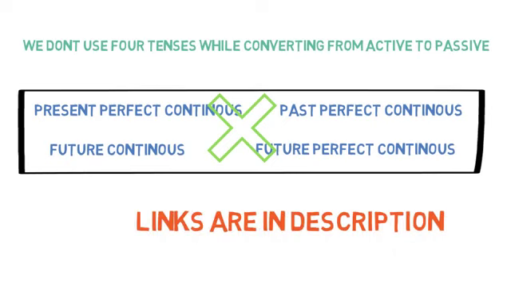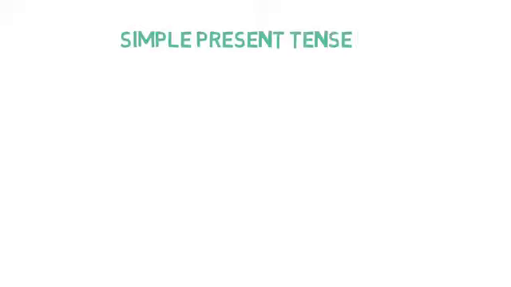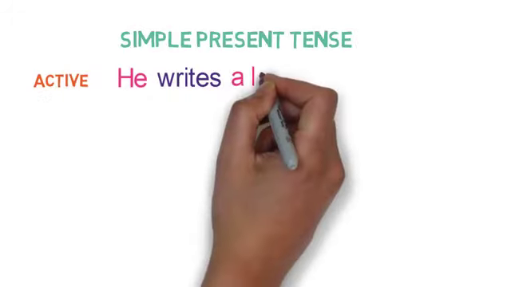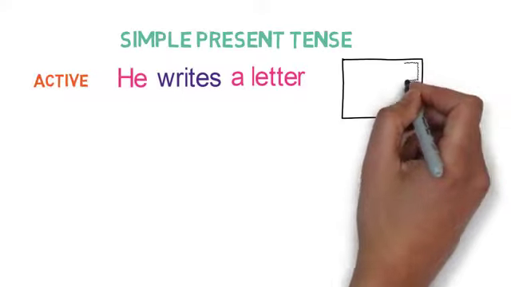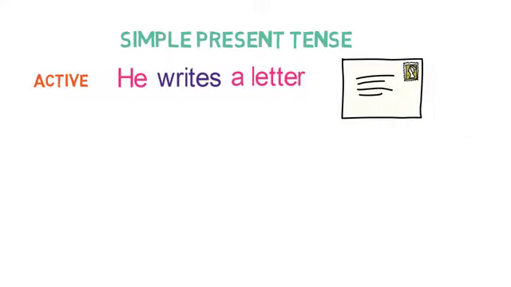Now, we will see examples of each of the 8 of them to make things clearer. Let's see. For simple present tense, the active sentence is he writes a letter. Now, to convert it into passive, we will use the 5 steps we discussed previously.